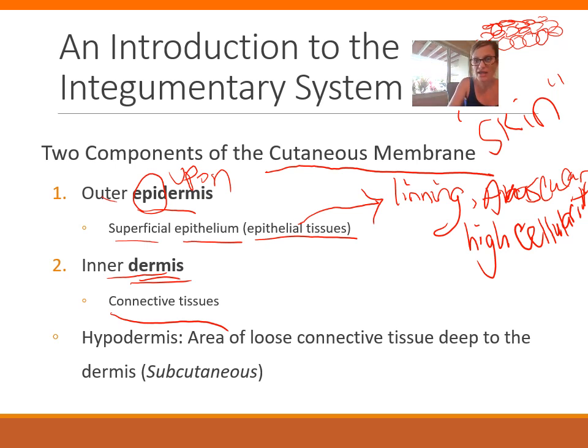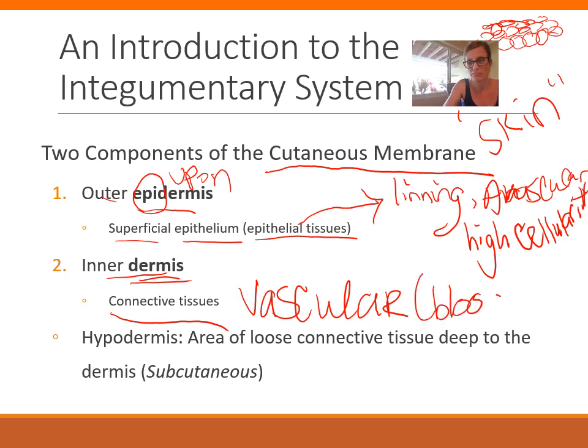One thing to keep in mind for connective tissue is that it's vascular. And vascular means that there is a direct blood supply. There are blood vessels present in the tissue.